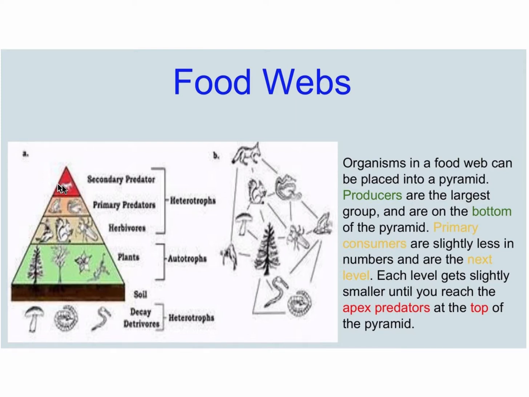Then we have our tertiary consumers up here at the top, even smaller number of organisms and an even smaller amount of energy. So this tertiary consumer here, they have to eat a lot in order to survive because they're getting so little energy from what they're consuming.